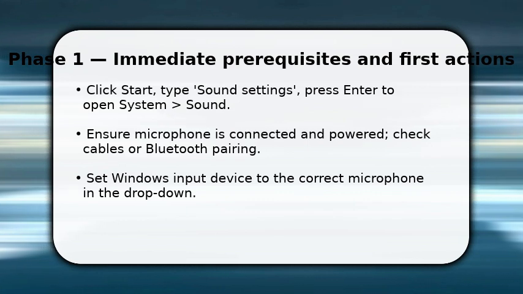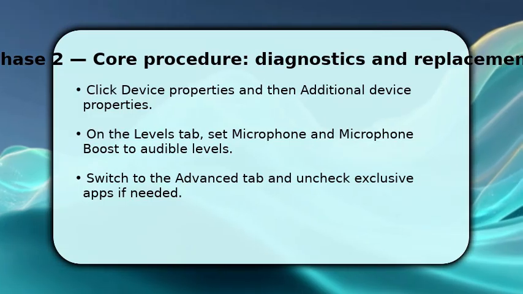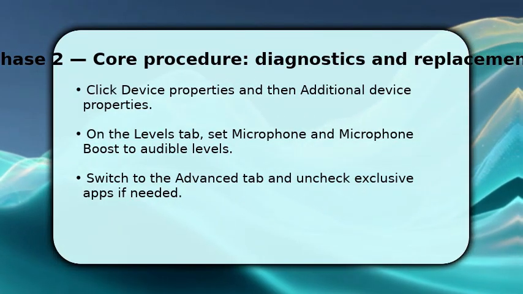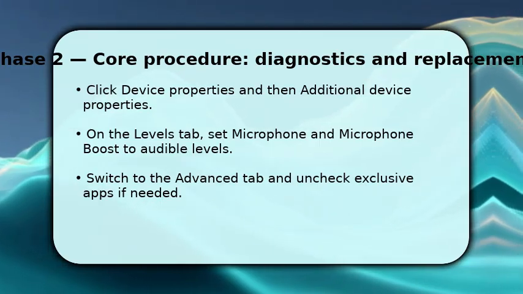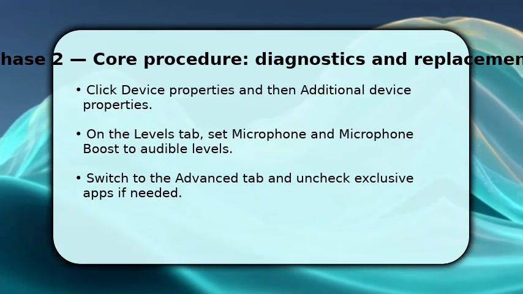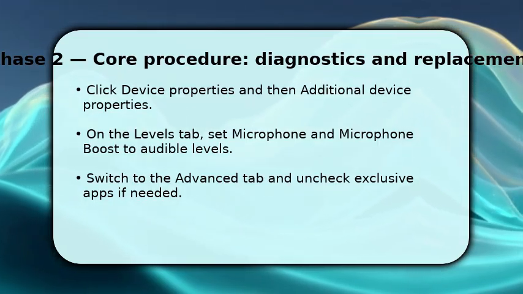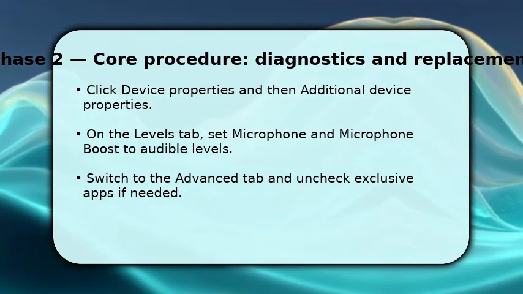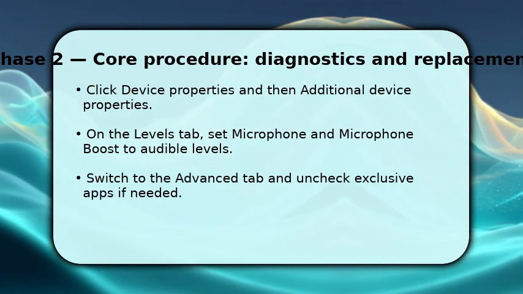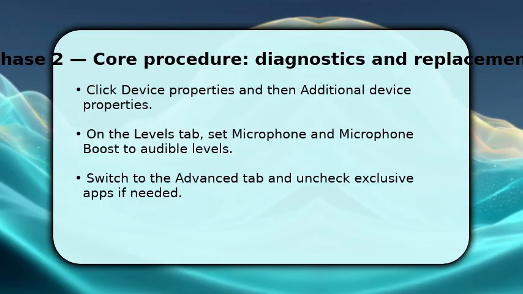Next, click Device Properties, then choose Additional Device Properties to open the classic dialog. On the Levels tab, raise Microphone and Microphone Boost to audible values. This directly affects capture volume. Once done, switch to the Advanced tab and uncheck options that allow exclusive control by apps. This prevents conflicts where one program mutes others. Make sure format is compatible, such as 2-channel, 16-bit, 44,000.